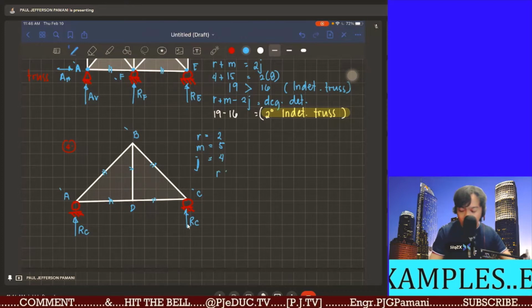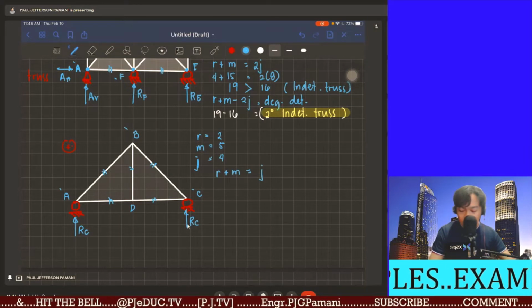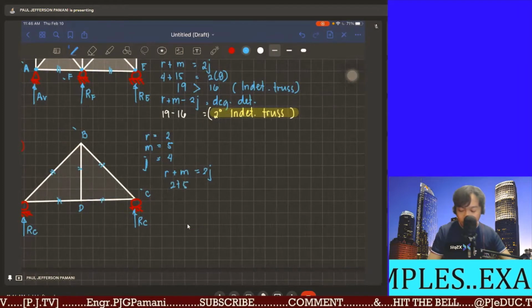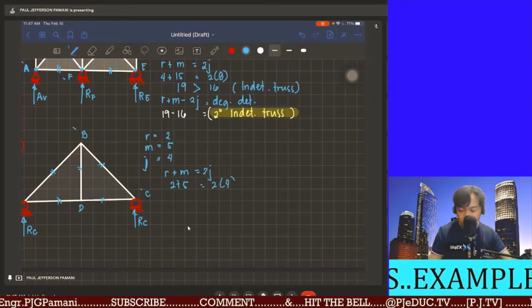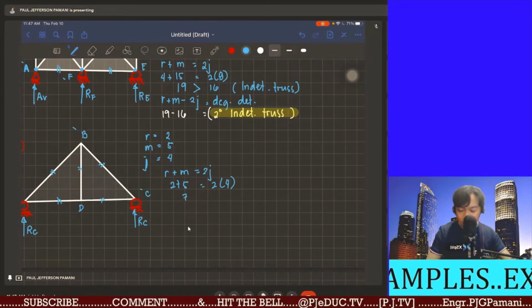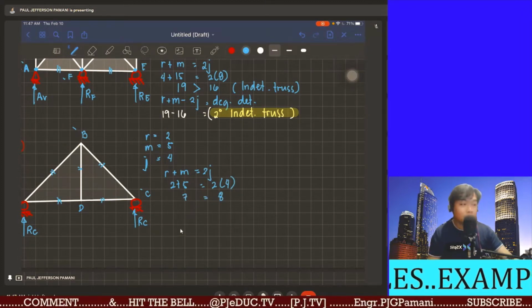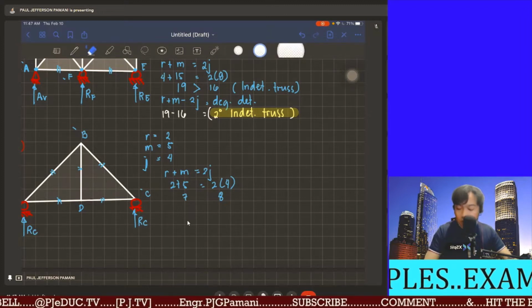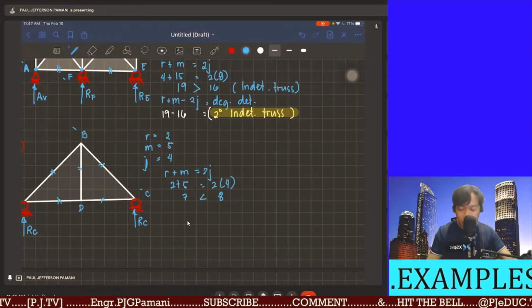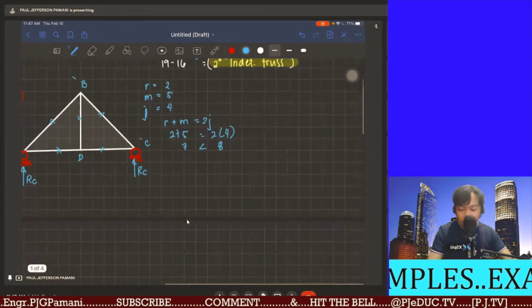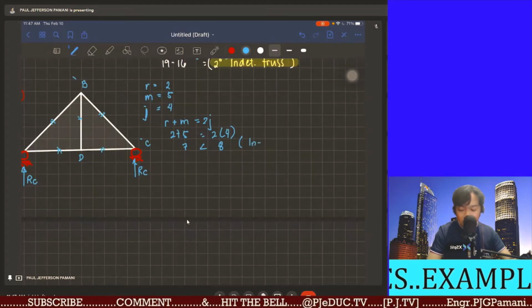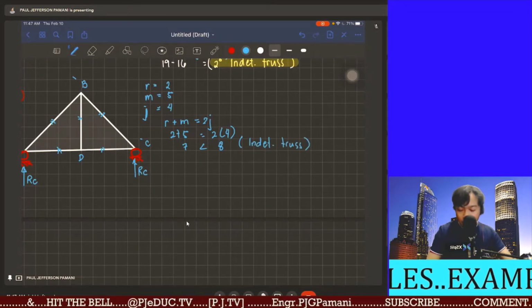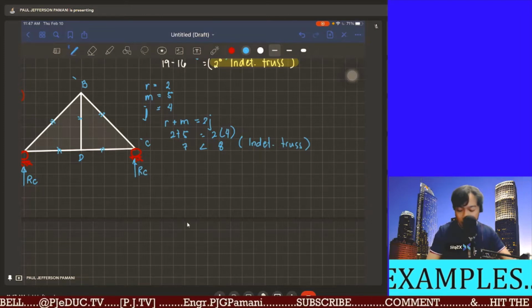Computing the degree of indeterminacy. R plus M should be equal to 2J. That is 2 plus 5 equal to 2 times 4, which is 7 equal to 8. Is it equal to 8? No, of course it is not. R plus M is less than 8. So if that comes out, therefore this is now an indeterminate truss. But at what condition? So if 7 is less than 8, let's try that again.